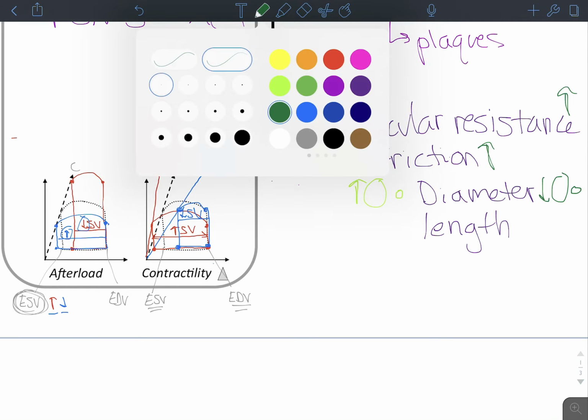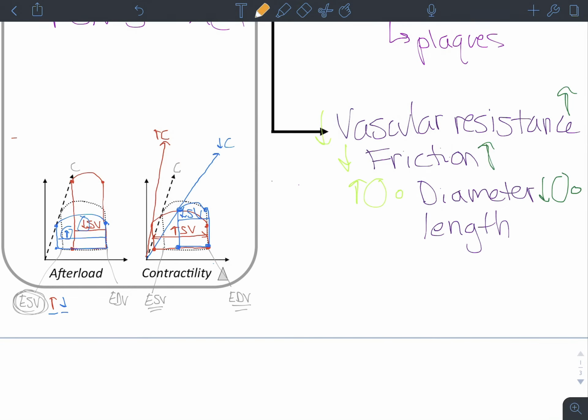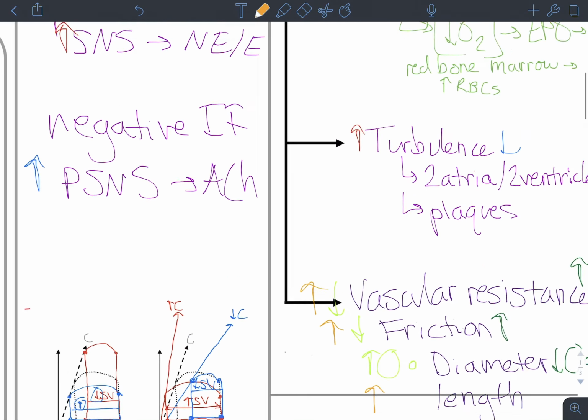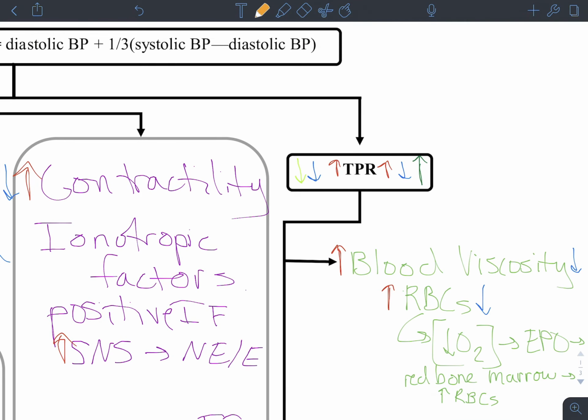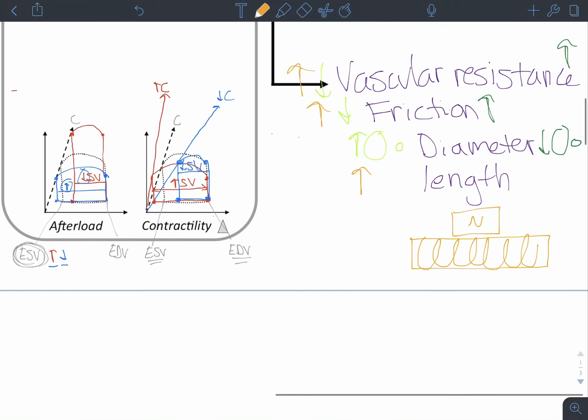Okay, length is a little trickier. Let's say this is a normal length. If I increase length, right, now I have more surface area for those red blood cells to bounce against. Well, that will increase the amount of friction I have to fight against, which will increase vascular resistance, and that'll increase total peripheral resistance, which will increase blood pressure.